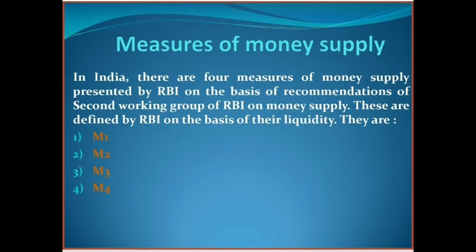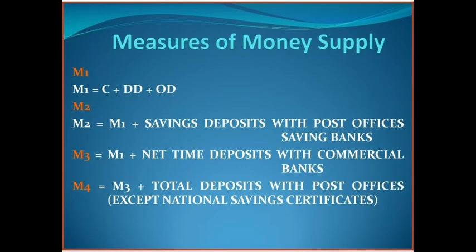Now we can learn about the measures of money supply. In India, there are 4 measures of money supply presented by the Reserve Bank of India on the basis of recommendations of the second working group of RBI on money supply. These are defined by RBI on the basis of their liquidity. They are M1, M2, M3 and M4. Now we can learn each of these measures of money supply in detail.